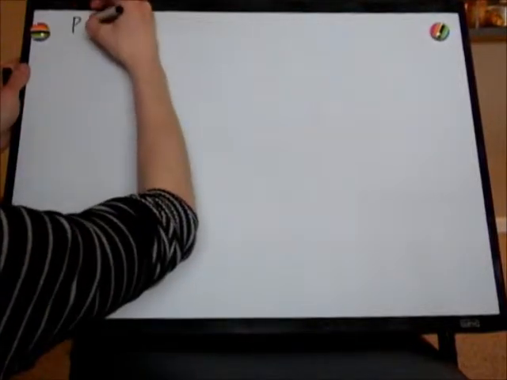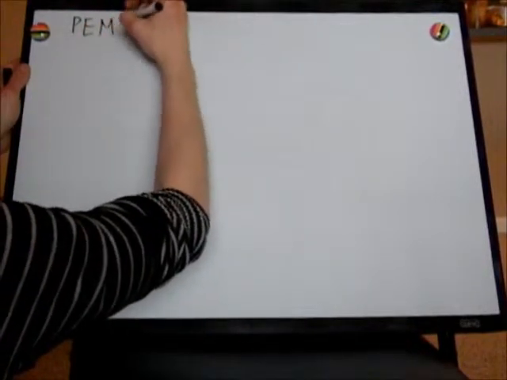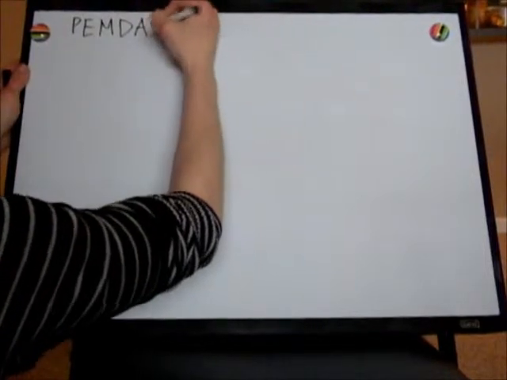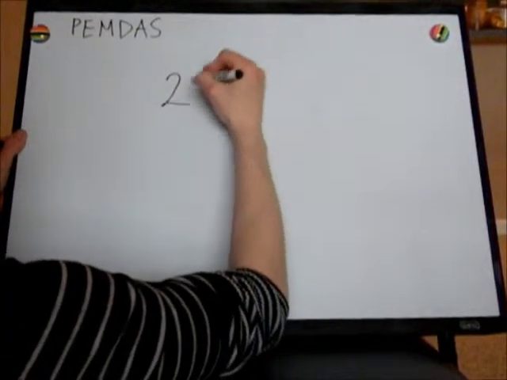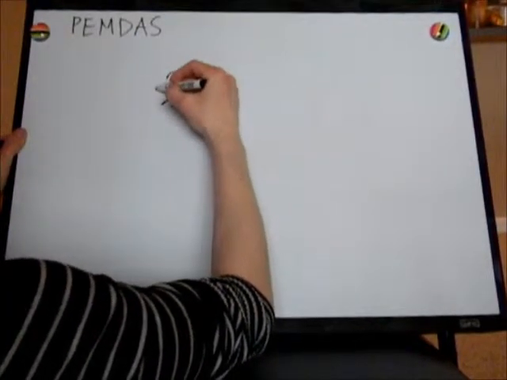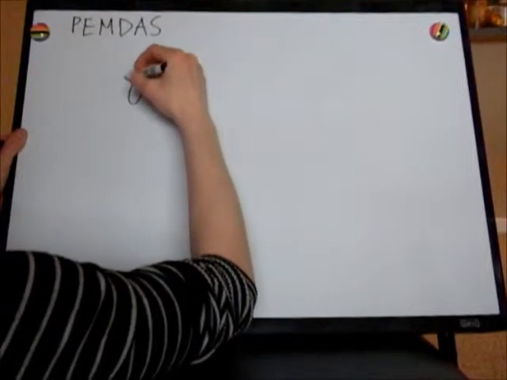Now we'll do an example. I'm going to put the PEMDAS up in the corner so we can remember. So let's start with 2 squared times 10 minus 6.